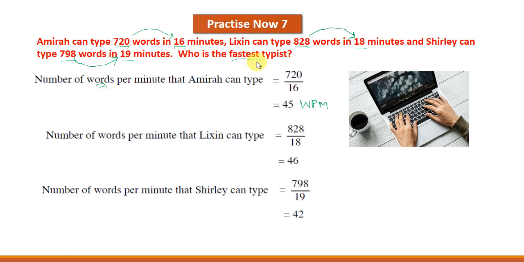Now we have to see who is the fastest typist. So we are looking for the greatest value. In these three cases, Amira's words per minute is 45, Lexan's is 46 and Shirley's is 42. So who is the fastest typist? Yes, Lexan is the fastest typist, having 46 words per minute, greater than the other two. Hopefully you have understood it.